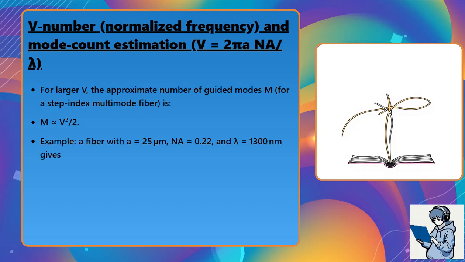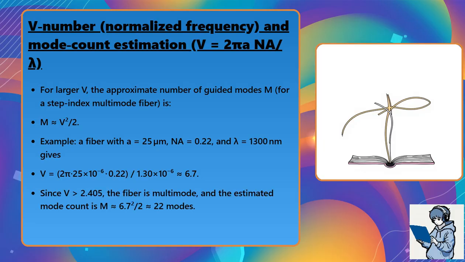Example: a fiber with a = 25 micrometers, NA = 0.22, and λ = 1,300 nanometers gives V = 2π × 25×10⁻⁶ × 0.22 / (1.30×10⁻⁶), approximately 26.7. Since V is greater than 2.405, the fiber is multimode, and the estimated mode count is M ≈ 26.7²/2, approximately 356 modes.